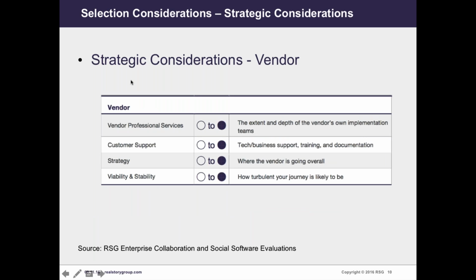But then the other axis here is not so much around what the product does. We've been talking about features and what the product does, but more strategic considerations. And these really fall into three categories: the vendor, the tool, and the ecosystem. Let's talk about strategic considerations in connection with the vendor.